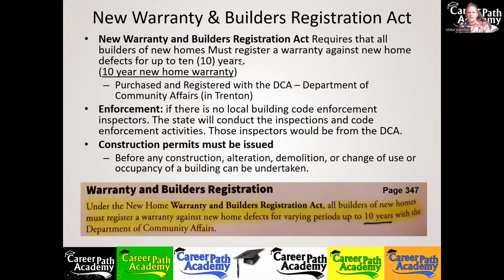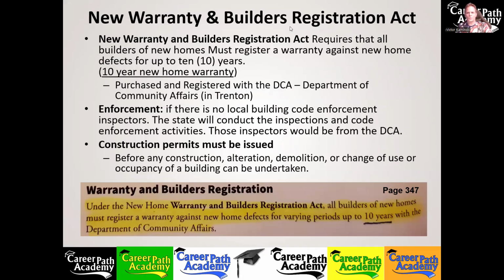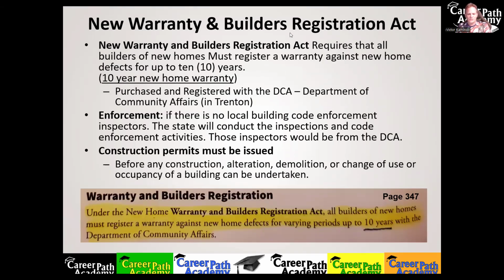So the New Home Warranty and Builders Registration Act. This basically says that all new construction comes with a 10-year builder's warranty. It's required by New Jersey law. So before the construction can get the CO, the builder needs to register a new home warranty and pay for that new home warranty with the Department of Community Affairs in Trenton. So basically, they're buying the new warranty through the state.